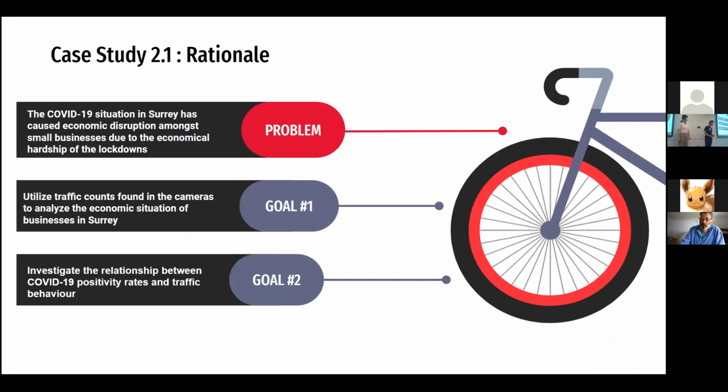One thing we realized is that we can use the traffic counts found in the cameras to analyze the change in traffic over time, to analyze business patterns in Surrey. We also realized that we can investigate the relationship between COVID-19 positivity rates and traffic behavior.